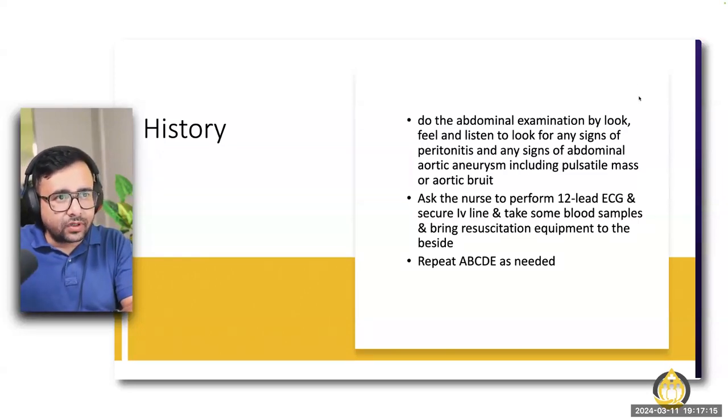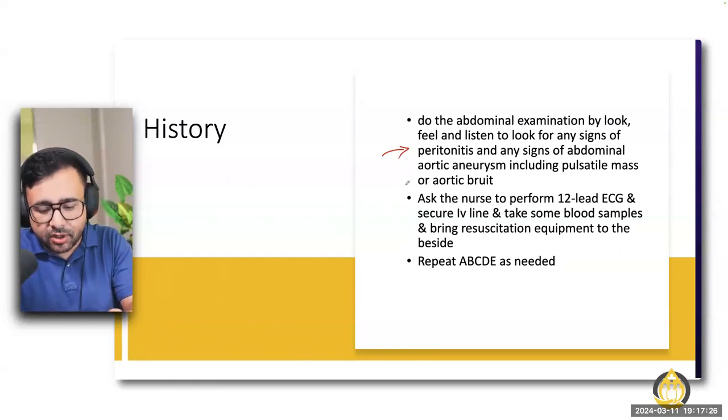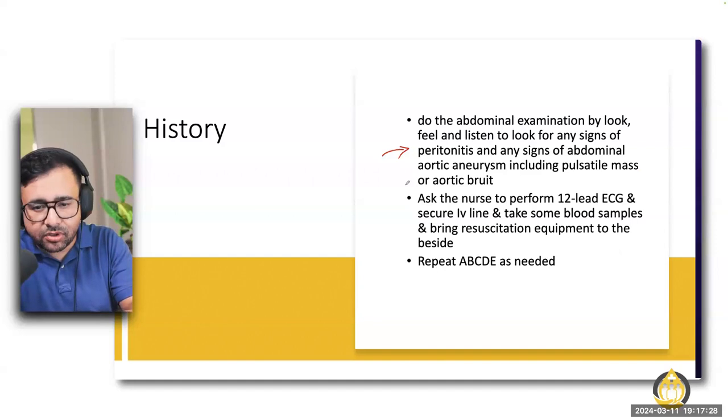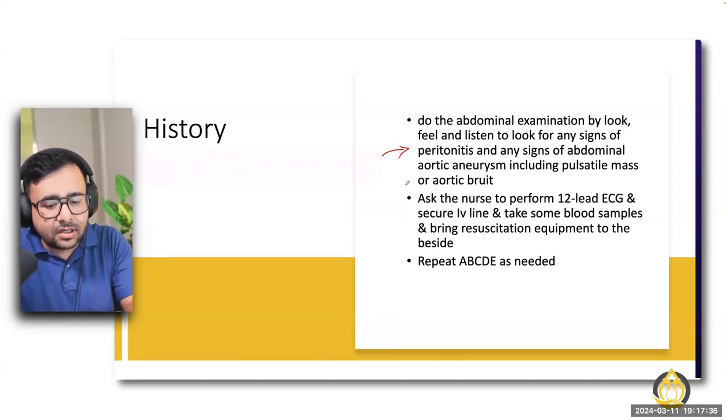And then in this case, you might do the abdominal examination. Why you want to do the abdominal examination is there have been cases of abdominal aortic aneurysm with atrial fibrillation in the past, in which the patient had the presentation of chest pain as well as a pulsatile mass in the abdomen. So you can think about this as well.